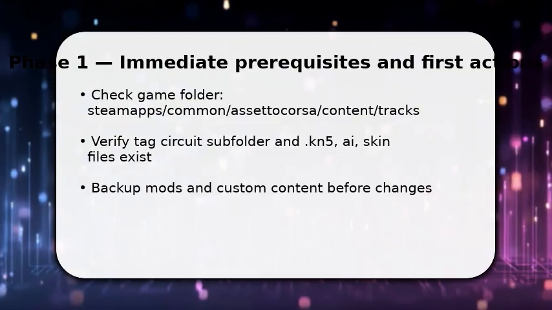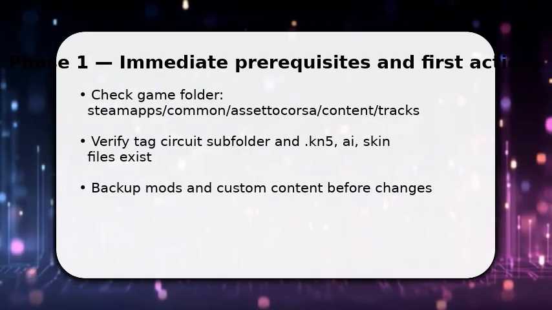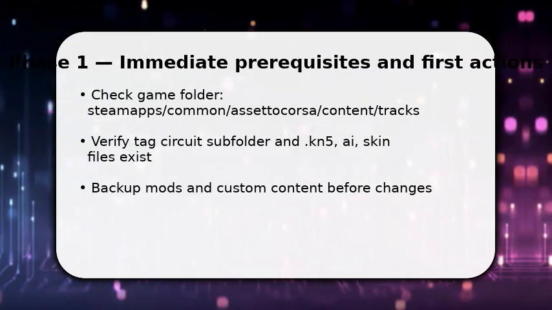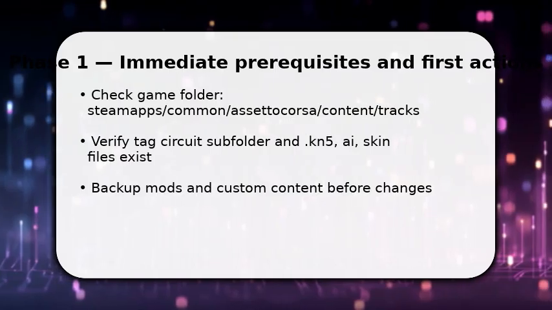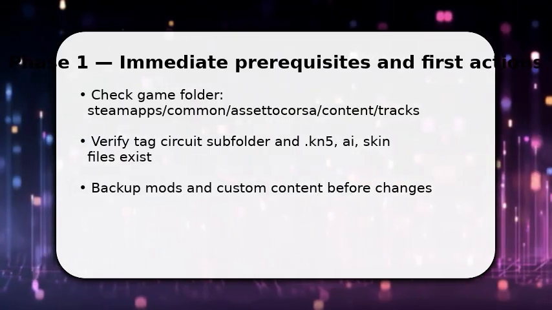You start by confirming the missing tag circuit files in your Assetto Corsa installation. Open steamapp/common/Assetto Corsa/content/tracks and look for the tag circuit folder. If the folder is absent, make a backup of your custom content and mods now. This prevents accidental data loss.